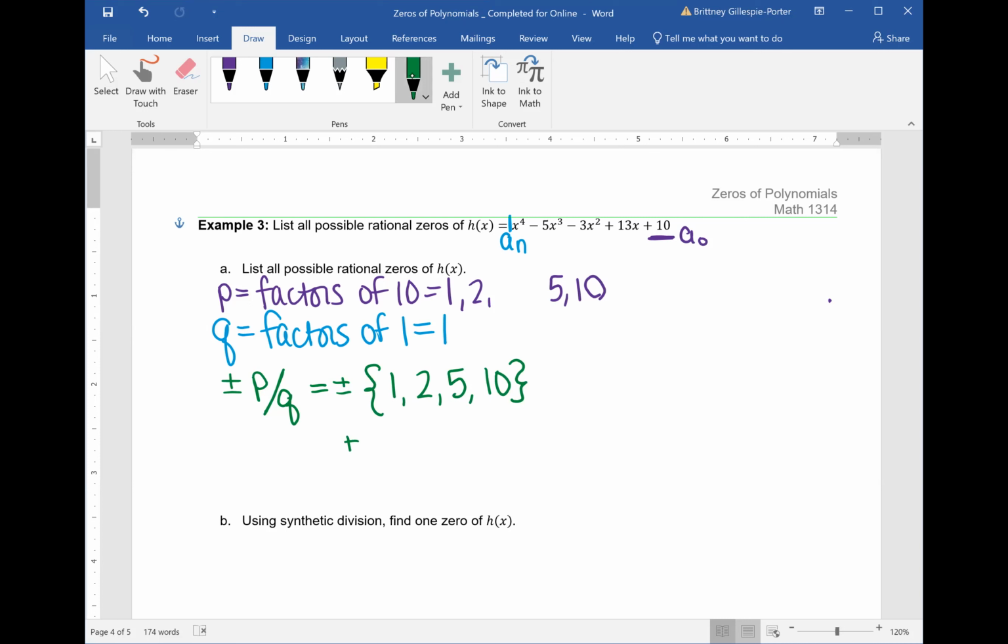Keep in mind that you may be asked to write these out individually. So you may have to write 1 and negative 1, 2 and negative 2, 5 and negative 5, 10 and negative 10. They're all the same thing, but mathematicians prefer the first way because the first way is shorter.